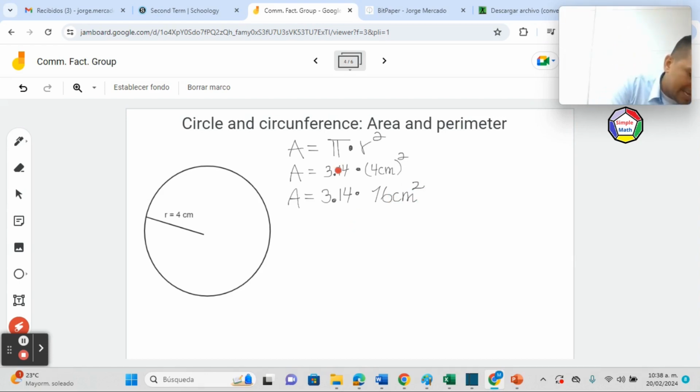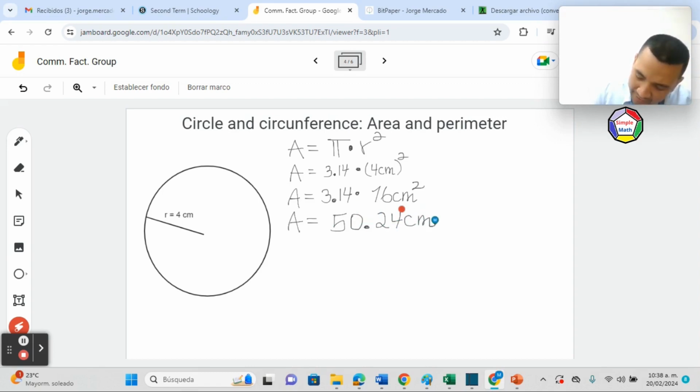All right, now we multiply 3.14 times 16. If you multiply that, you will get the following answer. So the area of the circle in this case is 50.24 square centimeters. All right, this is the formula to calculate the area.